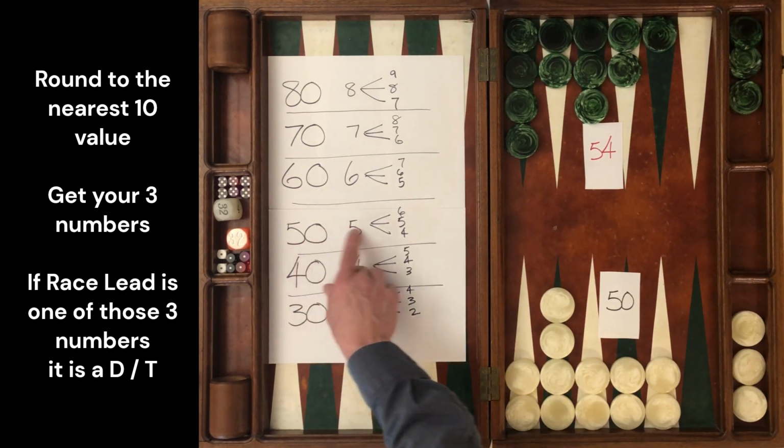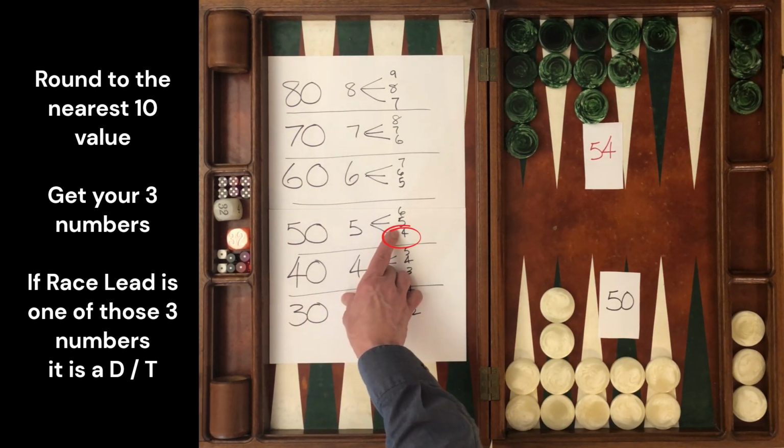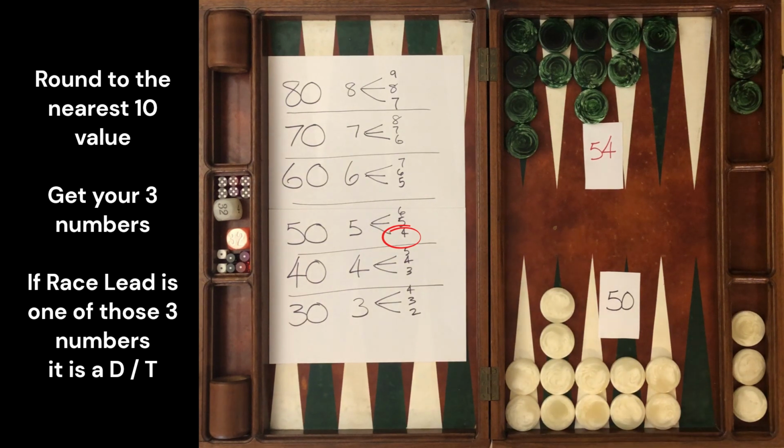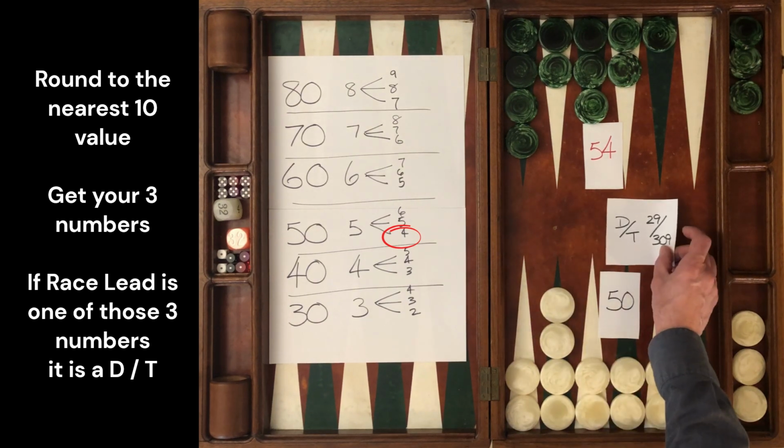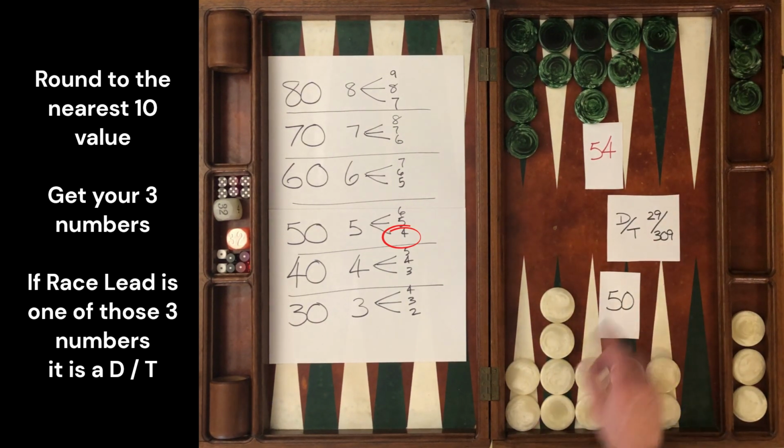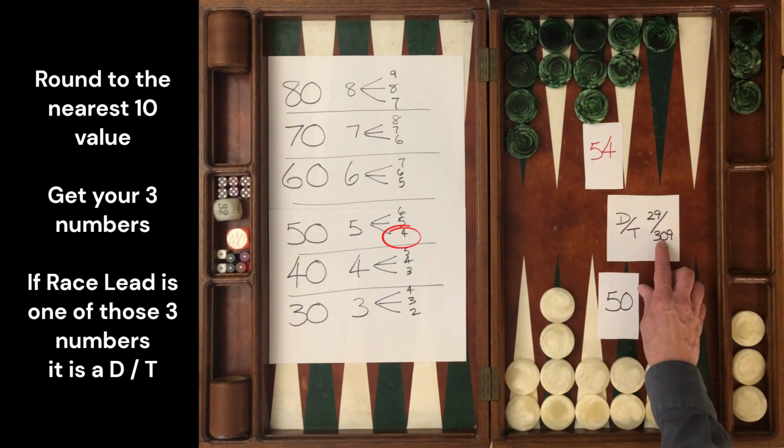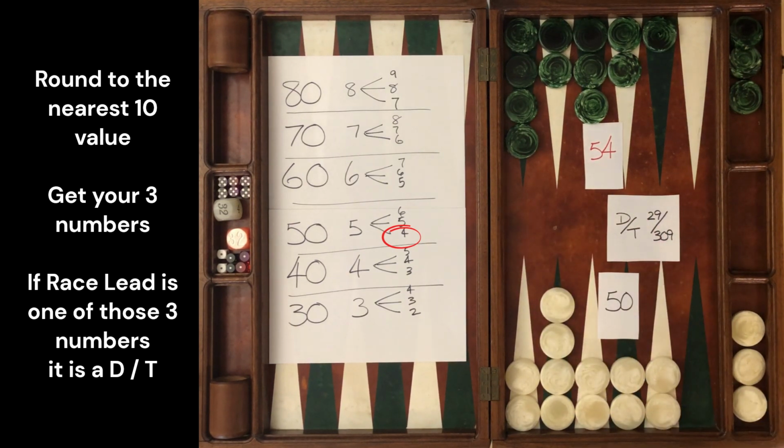A 4 pip lead puts us right on the bottom. So this should be a double take because it meets our criteria, one of our three numbers. And it's on the low end, so this should be a very solid take for the opponent. The actual numbers are double take, and you can see the big take for the opponent, 309. This is almost a 4x blunder for the opponent to pass this.